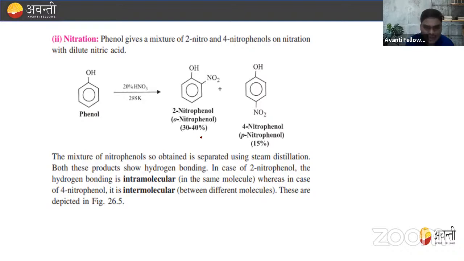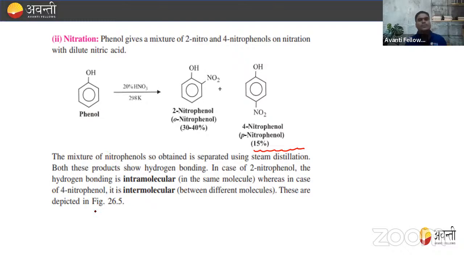Right. So this ortho nitrophenol is 30 to 40% and this para nitrophenol is 15%. So the mixture of nitrophenol so obtained is separated using steam distillation. So always remember this thing, beta, कि जब भी ortho nitrophenol और para nitrophenol मिलता है तो उसको कैसे सेपरेट करेंगे? With the use of steam distillation.